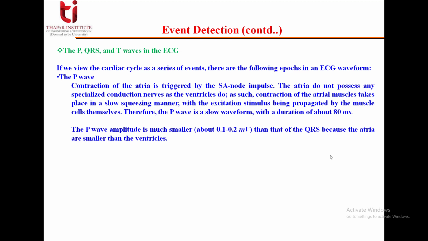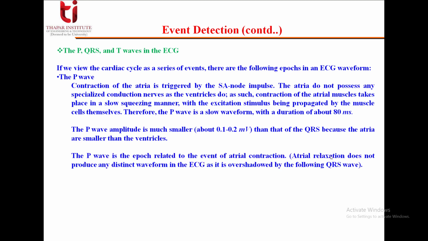The P wave amplitude is much smaller, around 0.1 to 0.2 millivolt, than that of the QRS because the atria are smaller than the ventricles. The P wave is the epoch related to the event of atrial contraction. And we should know that atrial relaxation does not produce any distinct waveform in the ECG as it is overshadowed by the following QRS wave.